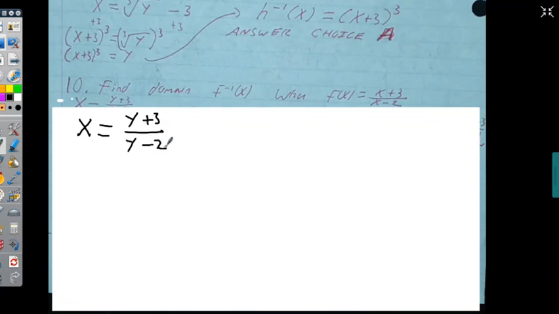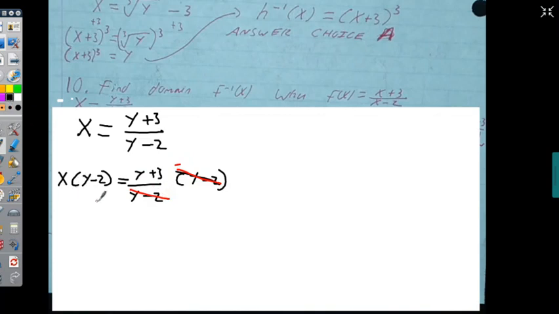Well, what's our first step here? Multiply both sides by y minus 2. So I'm going to multiply both sides by y minus 2. So I will have x times y minus 2 on the left side and y plus 3 over y minus 2 times y minus 2 on the right side. What happens on the right side? Y minus 2 cancels out with y minus 2. And what happens on the left side? We have to distribute the x. So x times y is xy and x times negative 2 is minus 2x. Minus 2x is equal to y plus 3.